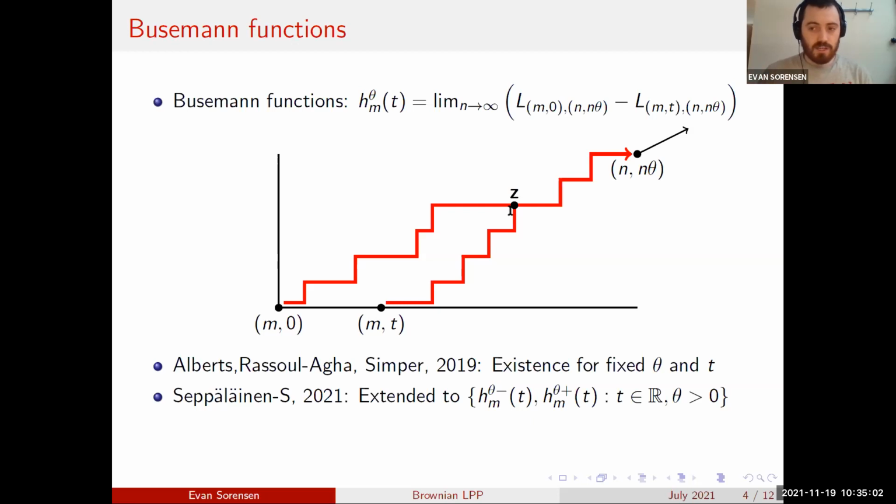As a process of t, this is a continuous process. But as you vary the parameter theta, we have some discontinuities. And so we have these theta-minus and theta-plus processes that are the left and right continuous versions of the process as we vary the parameter theta.